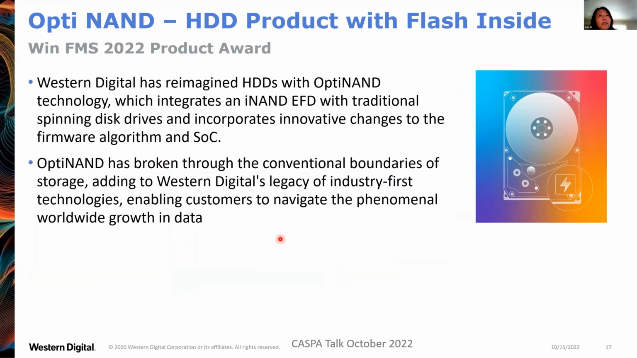Another application we have, which is new, actually won the Flash Memory Summit 2022 product award. In the HDD, we put in some flash to help manage. This is called OptiNAND, which has broken through the conventional boundary of storage, adding to Western Digital's legacy of industry-first technology. It brings lots of new features for the HDD.